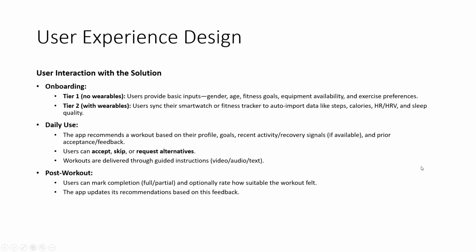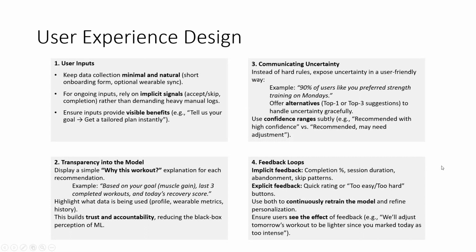Now let's look into some of the considerations. For user experience design, there are four different considerations. One is user inputs, transparency into the model, communicating uncertainty, and feedback loops. For user inputs, keep data collection minimal and natural, like short onboarding form. For ongoing inputs, rely on implicit signals like accept, skip, and completion. Ensure input provide visible benefits. Tell us your goal, get a tailored plan instantly. So keeping these short and crisp actually helps.